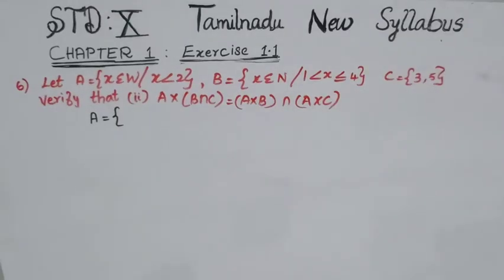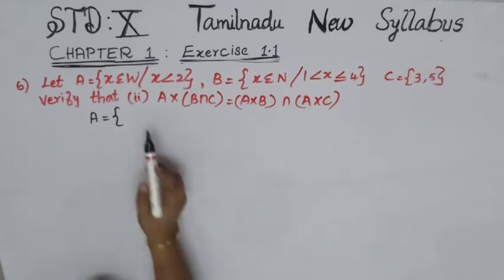Standard 10th, Chapter 1, Exercise 1.1, 6th question. Let A = {x belongs to W such that x < 2}, B = {x belongs to N such that 1 < x ≤ 4}, C = {3, 5}. Verify the second subdivision: A × (B ∩ C) = (A × B) ∩ (A × C). This is given in set builder format.